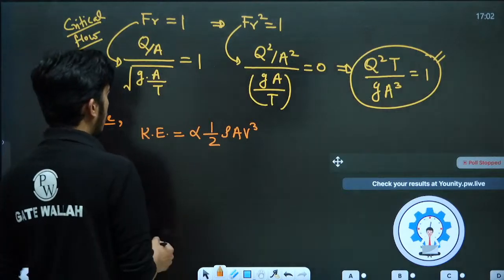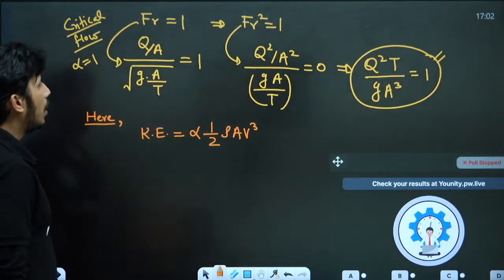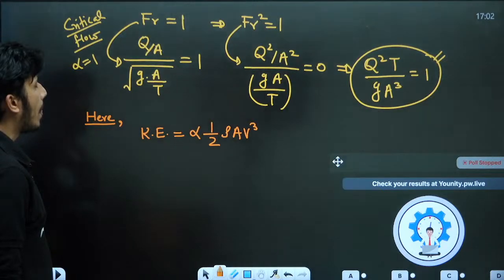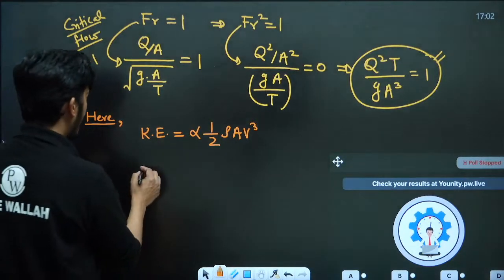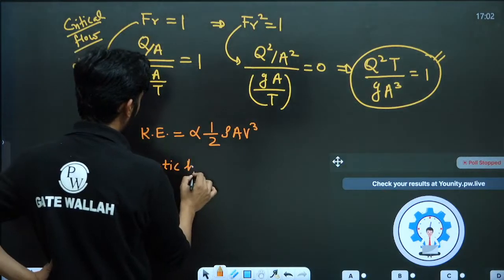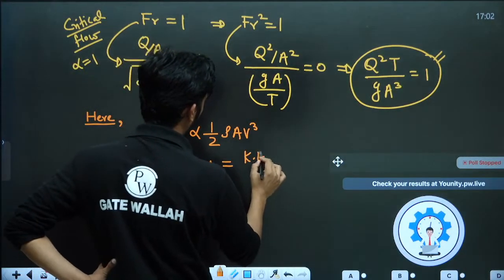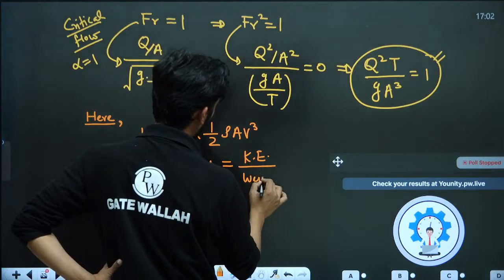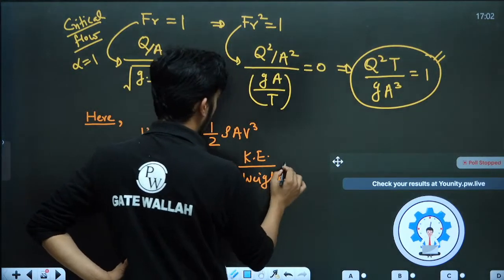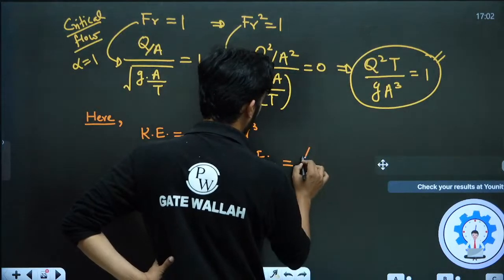So this is the kinetic energy. Now what is the kinetic head? Kinetic head is kinetic energy upon weight, that is alpha V square by 2g.